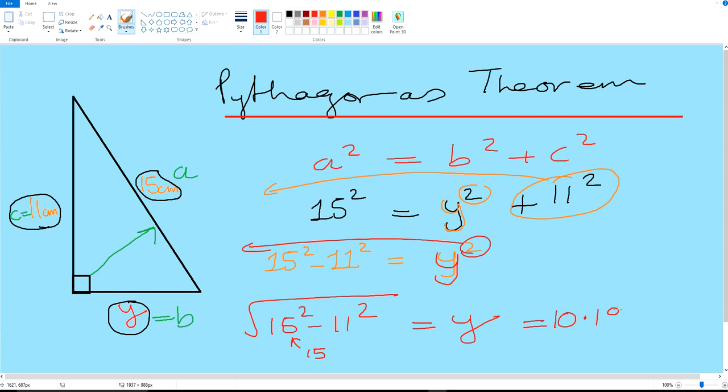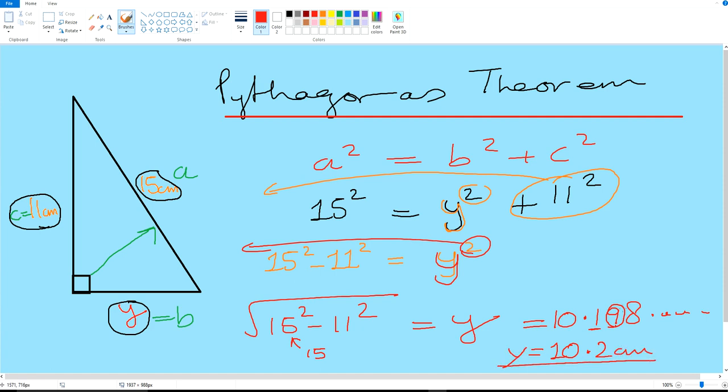I'm just writing on this side for convenience. 10.198. Now we need to round that off to one decimal place. So we can stop here, look at the next number. Because it's 5 or more, you add 1. So my final answer is 10.2 centimeters for Y.